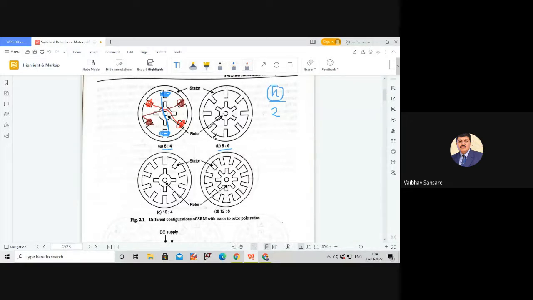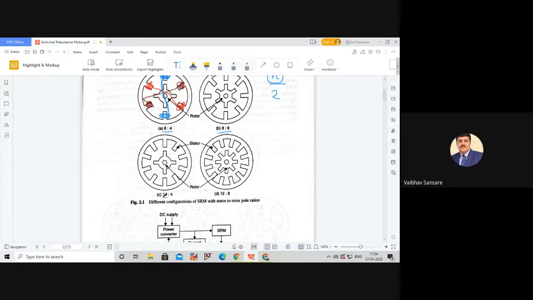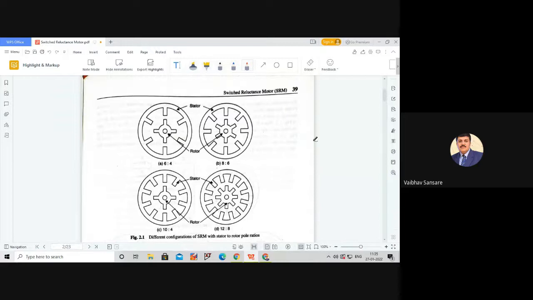8 stator poles and 6 rotor teeth. Similarly, the alternate configuration may be 10 by 4, where we have 10 stator poles and 4 rotor teeth. Alternately, there will be a 12 by 8 configuration, that is 12 stator poles and a total of 8 rotor teeth. So for these different configurations, now we can easily determine the value of the step angle.